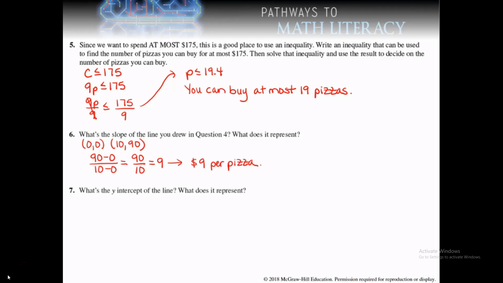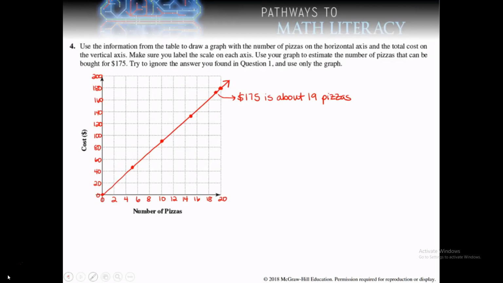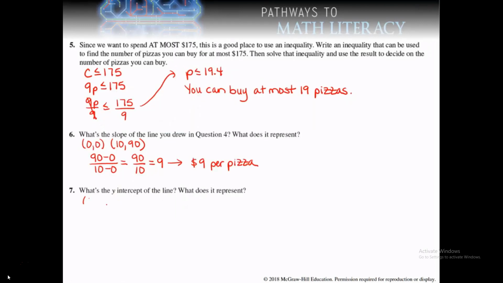And then in 7, what's the y-intercept of that line? Well, that line has a y-intercept right at 0, 0. And that means that 0 pizzas will cost you $0.